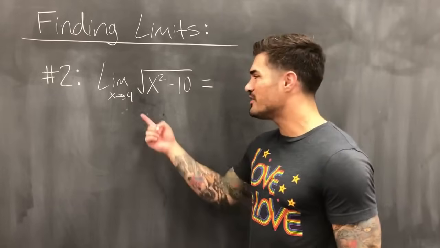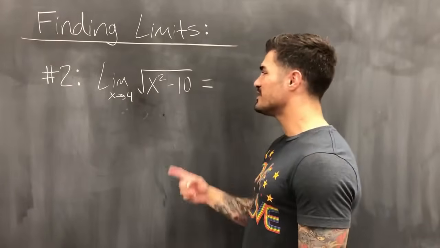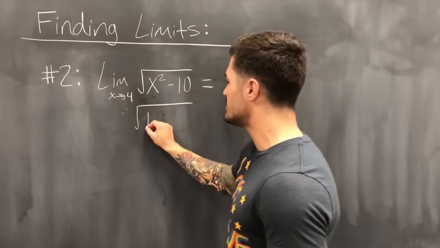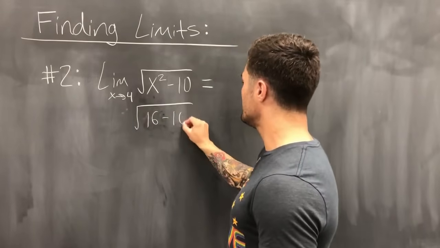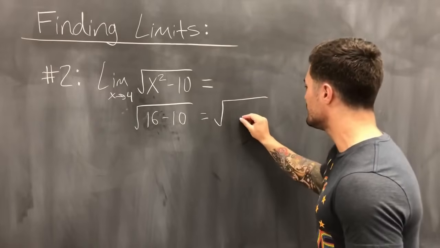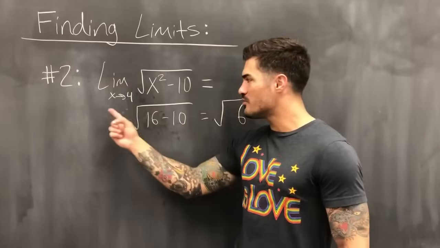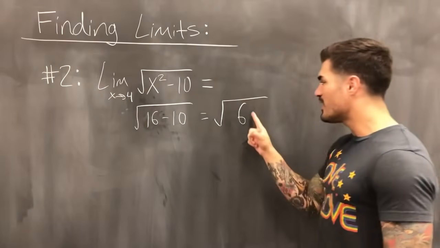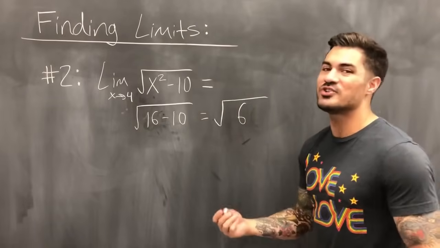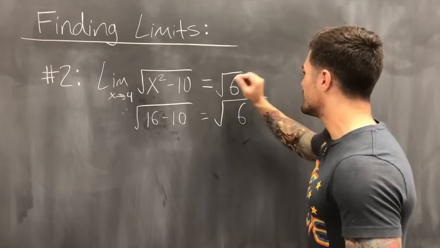All right, here's our second example. So same thing every time, plug our number into our limit, see what happens. So I'm gonna plug 4 into this limit, and I get the square root of 4 squared, that's 16, minus 10. And this equals the square root of what? 16 minus 10, that's 6. Okay, so I plugged in my number 4, right? When x is approaching, I'll plug that in. I got out square root of 6, which is a real number, okay? We don't care that it's an irrational number, it's a real number. So that is our limit, square root of 6.